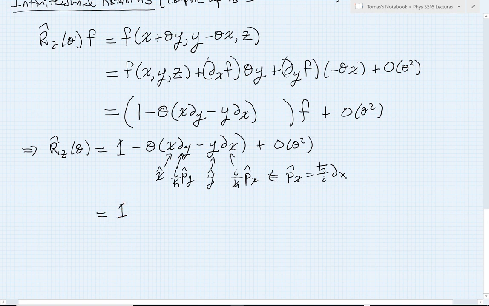Let's look at this a little more closely. I've got this factor of minus, right? I'm trying to gather all my factors. I have a factor of i divided by h bar times theta, right? That's all the factors that I've accounted for. But then I have this very intriguing combination: x hat p hat y minus y hat p hat x.